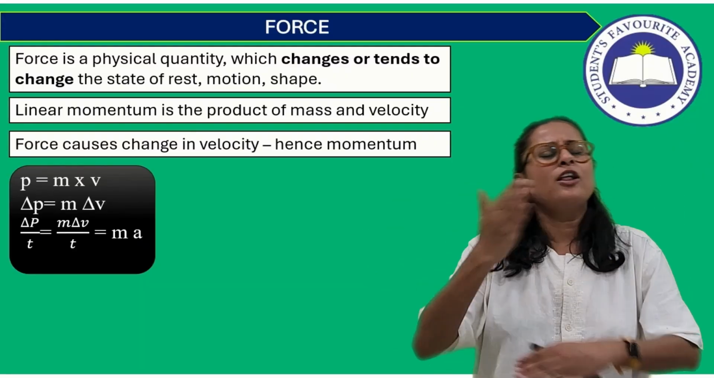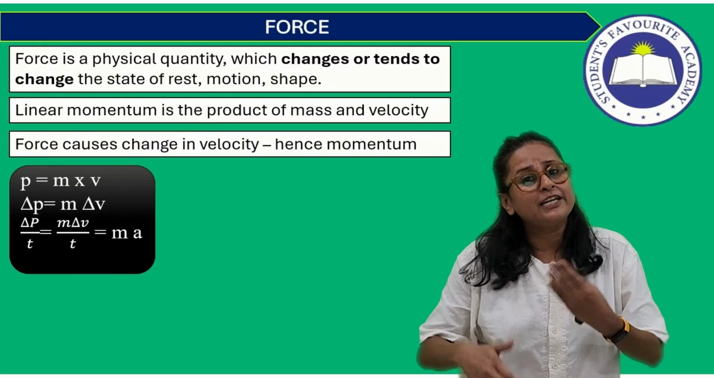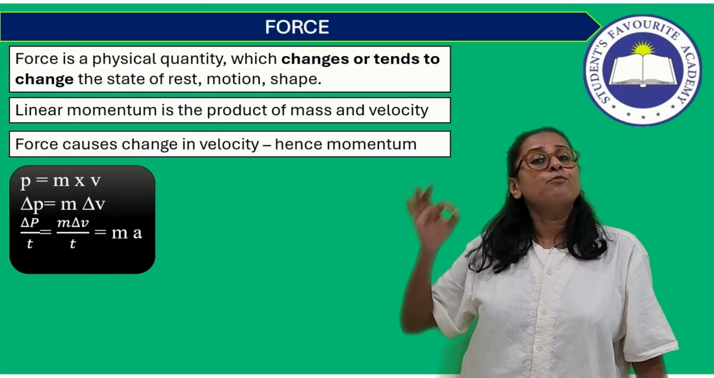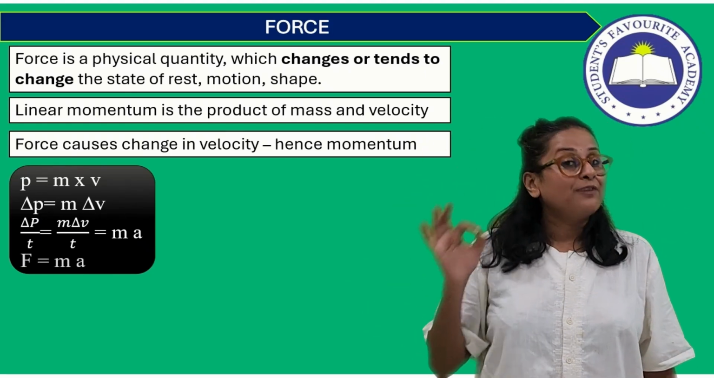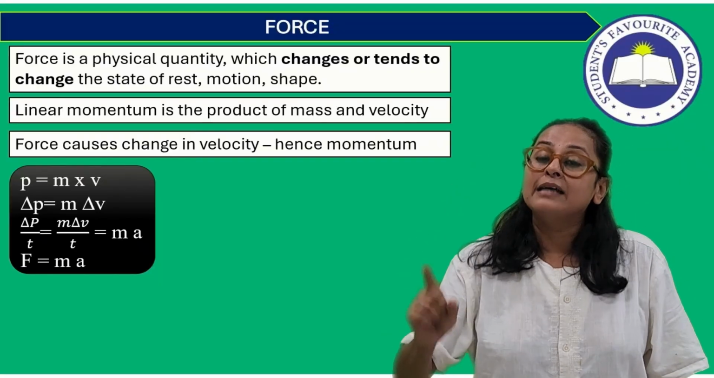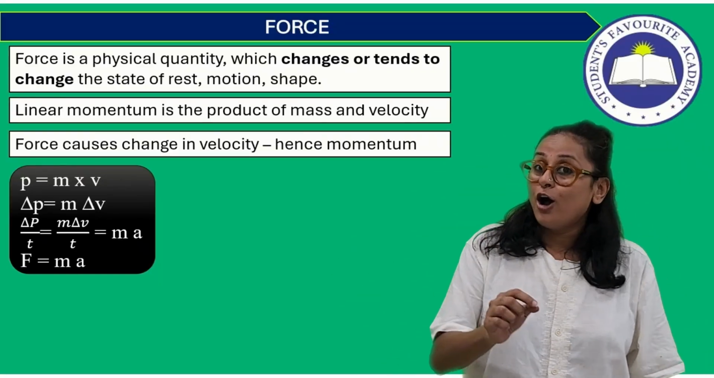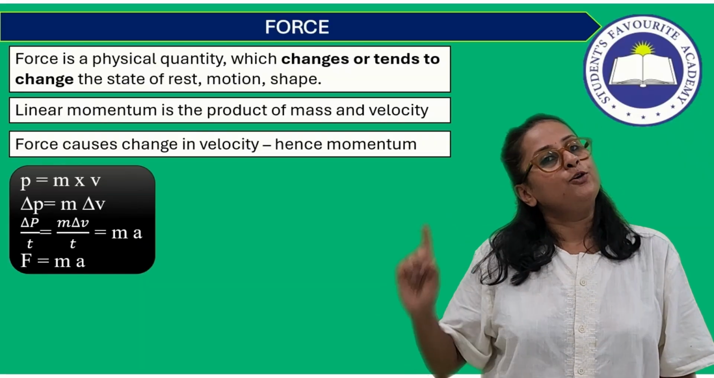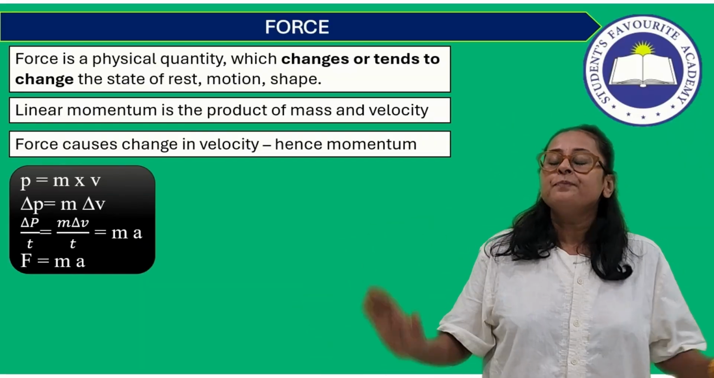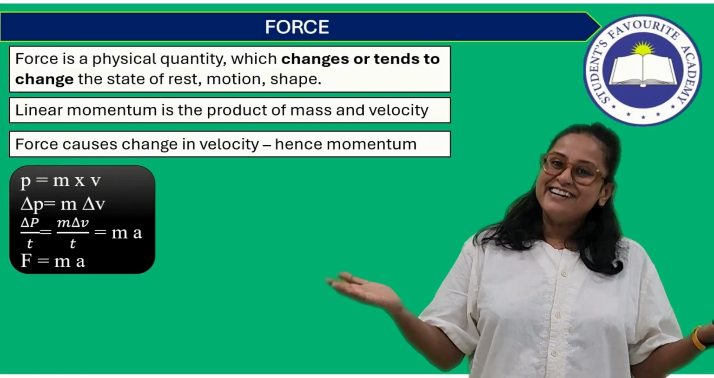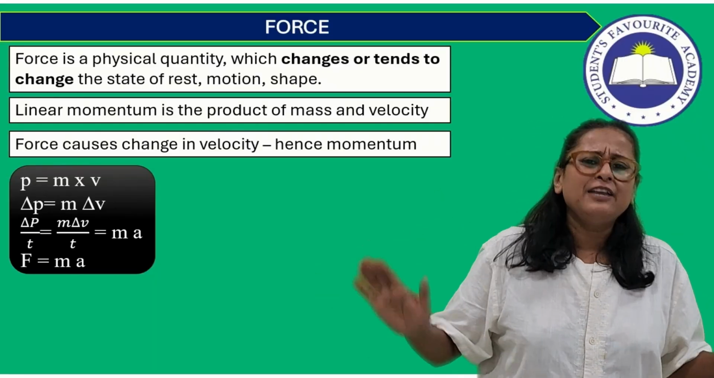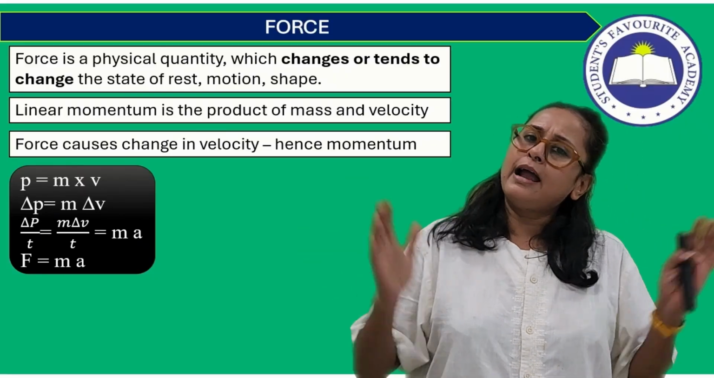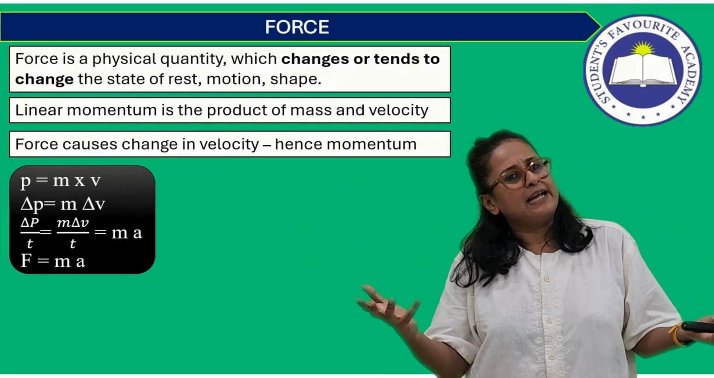And why is all this changing? Why is the velocity changing? Because of force. So what causes the rate of change of momentum? It's force. That's why force is equal to mass into acceleration, because linear momentum is equal to mass into velocity. Is that clear? That should be clear. We have learned this in our standard 9th already, even 8th, 9th. We have compared momentum and force many times.